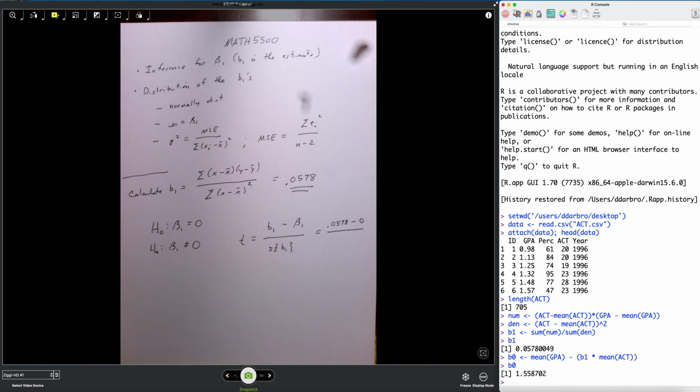Okay, so what we need to do now is find the observed y's. All right, so I want to find the errors. Actually, I want to find the errors squared, don't I? So the errors squared are going to be the observed minus the predicted. The observed is going to be the GPA. And the predicted is going to be B1 times the ACT plus B0. And we want to square those.